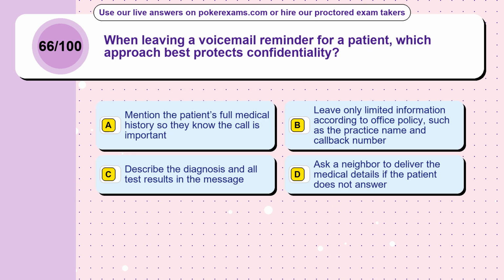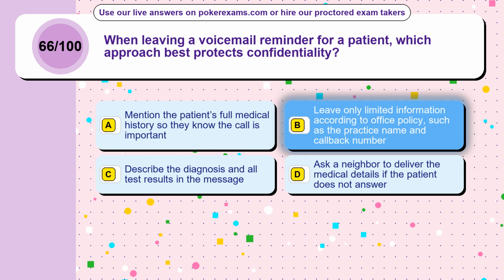Question 66. When leaving a voicemail reminder for a patient, which approach best protects confidentiality? Option A. Mention the patient's full medical history so they know the call is important. Option B. Leave only limited information according to office policy, such as the practice name and callback number. Option C. Describe the diagnosis and all test results in the message. Option D. Ask a neighbor to deliver the medical details if the patient does not answer.